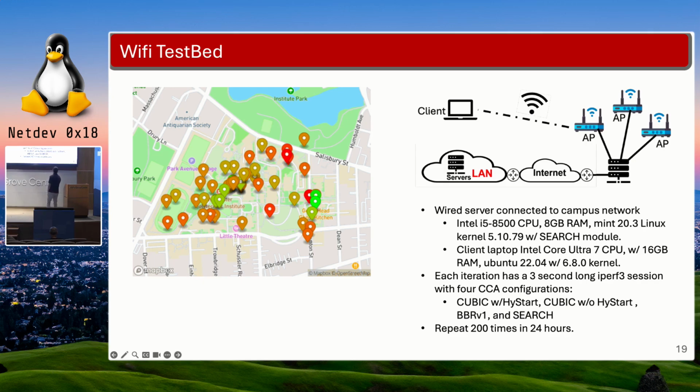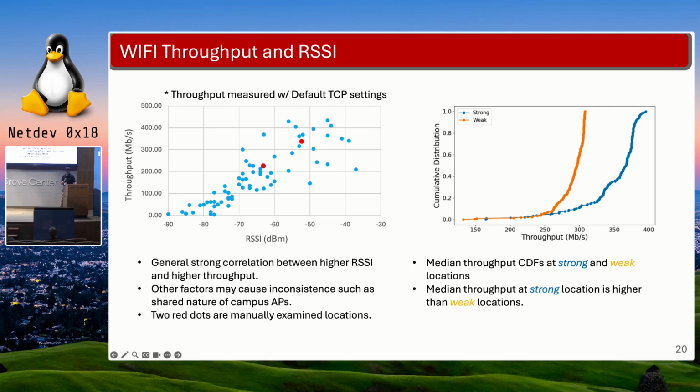Since we compare only the slow start performance, we only run iPerf for 3 seconds. That's long enough for all the TCP congestion control to get out from slow start. We choose 4 different CCAs, different from the previous study. We put BBR here, and SEARCH, and CUBIC with HyStart and without HyStart. We repeated it 200 times over a 24-hour window.